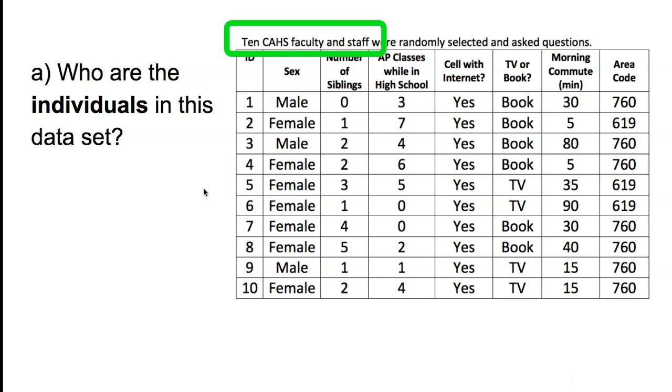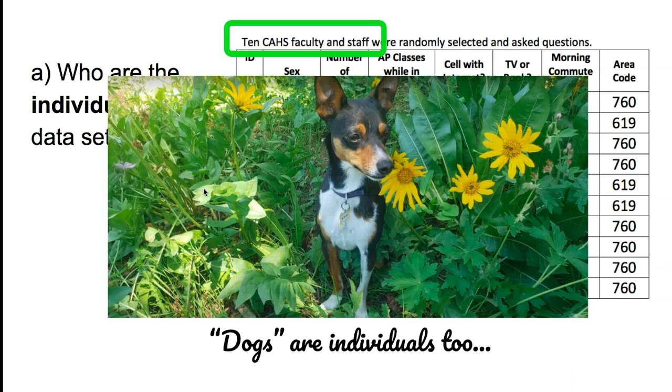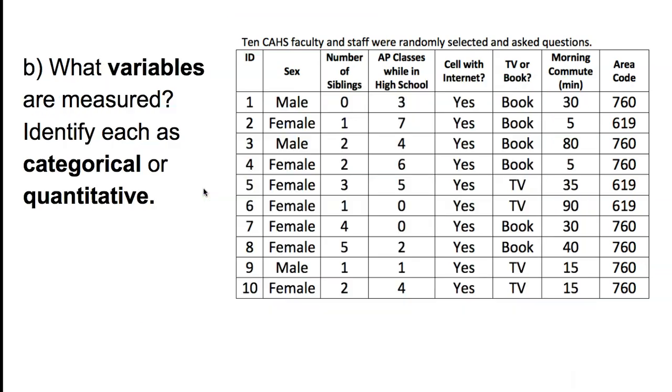So individuals probably is what you would think it means, like who are the individuals represented. But I do want to point out that dogs are individuals too. Sometimes when we think of individuals, we think of just people. But individuals could be cars, could be trees, anything that you're collecting data on. So if you're collecting data on dogs, like Ebbie, there's my Ebbie, dogs can be individuals too.